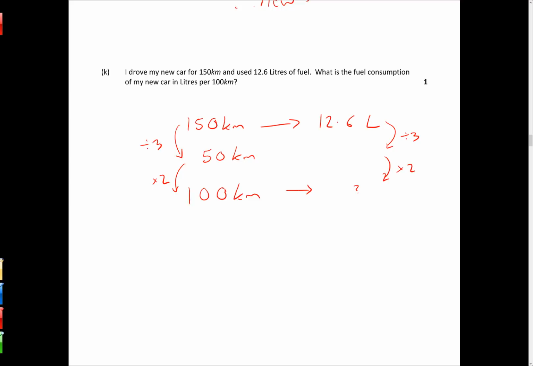12.6 divided by 3, well, let's just scribble down here. 3's into 1 doesn't happen, 3's into 12 goes 4 times, and 3's into 6 goes twice. It's 4.2 litres. So it only takes 4.2 litres to get 50 Ks. It's an easy times 2 here to give 8.4 litres to get the 100 Ks. Yeah, I could have brought it down to 10, divide by 15 and then times by 10. Look, there's lots of options, but that was the nicest one in my eyes.